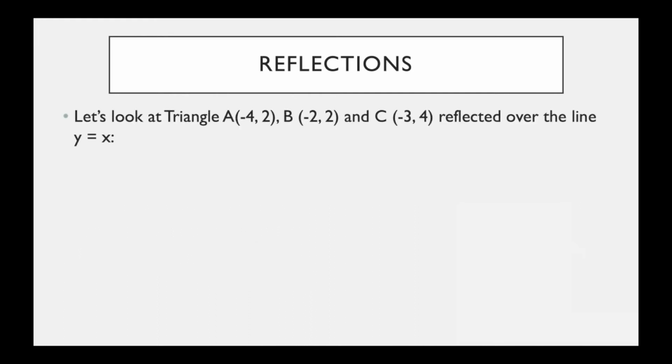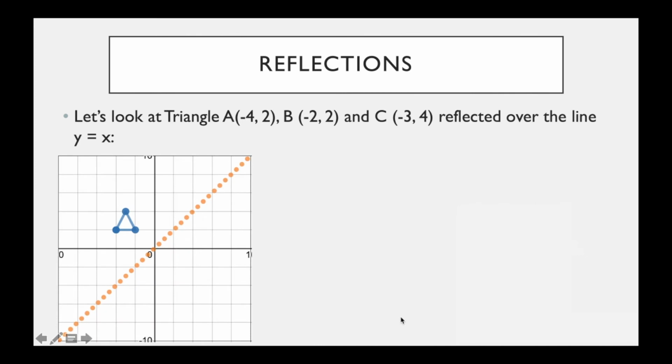So let's look at an example. Let's take another triangle. This is going to be ABC. A is at negative 4, 2, B is at negative 2, 2, and C is at negative 3, 4. We're going to reflect this over the line y is equal to x. So you can see our shape here. So we've got negative 4, 2, negative 2, 2, and then negative 3, 4. These are our 3 points. This orange dotted line represents the line y is equal to x.